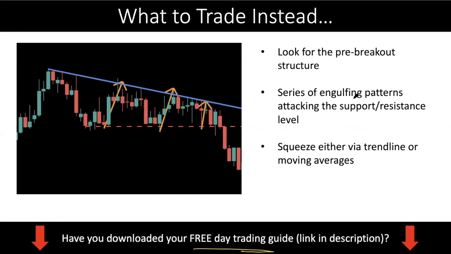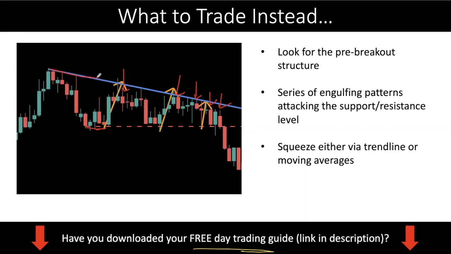Now, you can see that there's a series of engulfing patterns. You have an engulfing pattern over here, then one over here, one here, and one here, and after that, this one over here. So there's a series of engulfing patterns trying to attack this level and squeezing the bulls out of the trade. You can also see that there is some form of descending trend line.